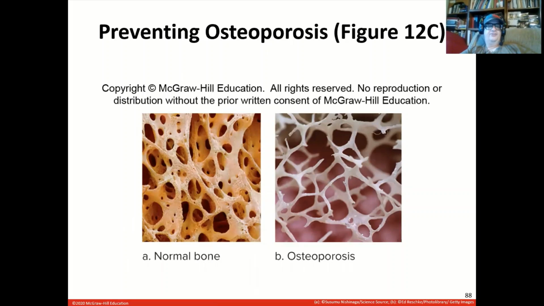All right, so here's an example. You look at normal spongy bone and you see the trabecula and they're nice and thick. And then you look at a bone with osteoporosis and so much bone has been reabsorbed that the trabecula are barely there. That's some weak bone. All right, so let's move on.